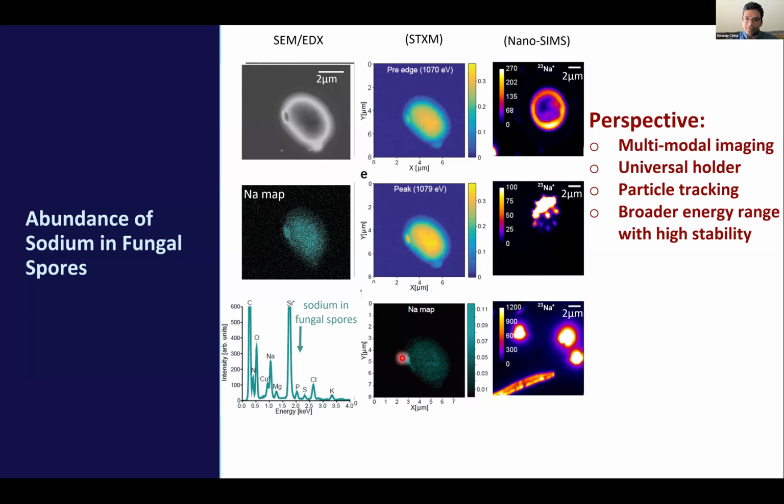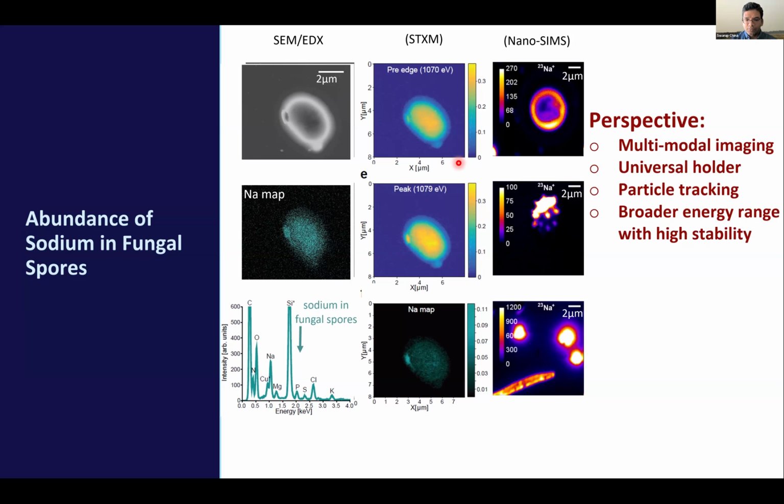So the perspective here is that we really need multimodal imaging, but the work we did here was really manually trying to identify and locate these particles. We need more advanced particle tracking features between the different instruments that we use. We need a smart way to do it. Also, in some cases, we need a broader energy range. For example, sodium has a higher energy, so we cannot use just a traditional soft X-ray, which covers only up to about 750 eV or so. So for multimodal imaging, we need some advancement in automation, as Odeta was mentioning in her talk.